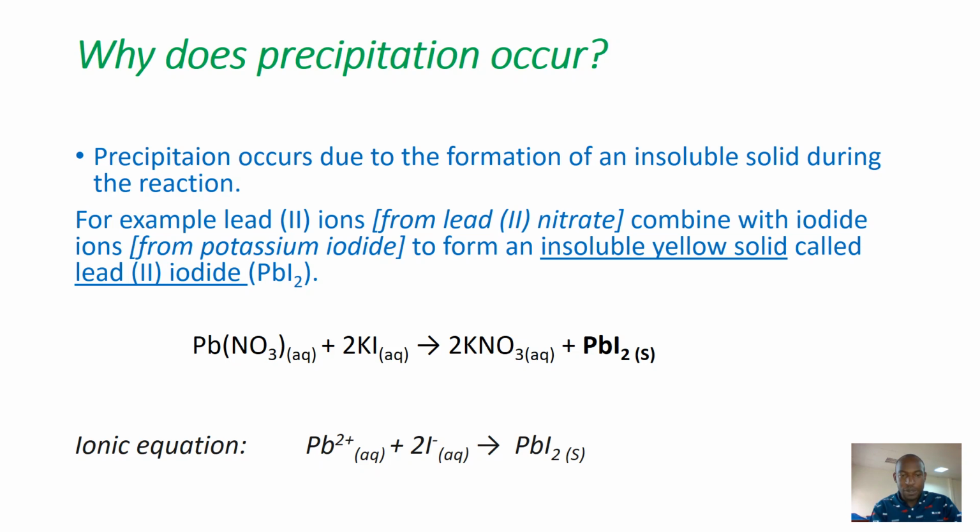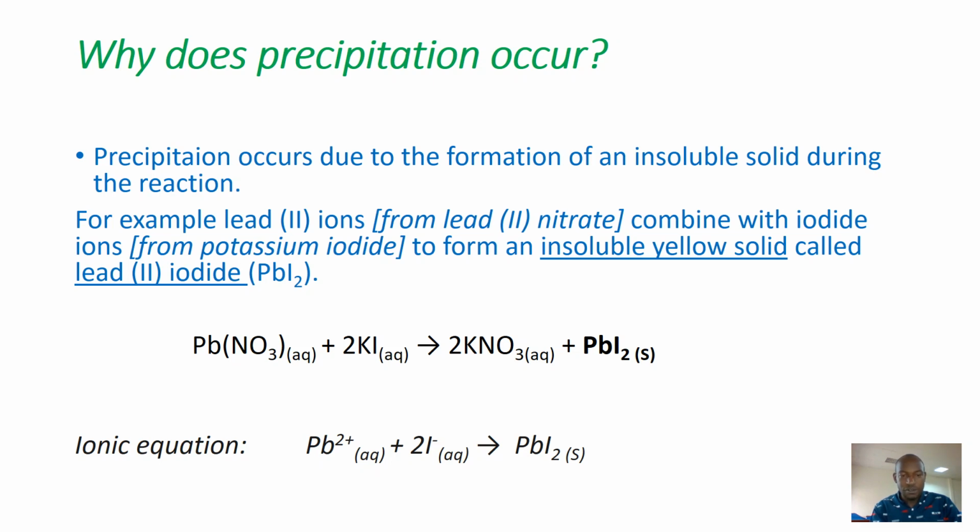Look at the molecular equation. The product in bold is lead(II) iodide, which is our yellow precipitate that we see in the reaction. The ionic equation for such a reaction will only be indicating the lead(II) ions combining with the iodide ions to form the yellow precipitate of lead(II) iodide.